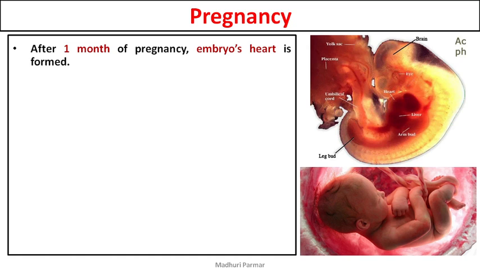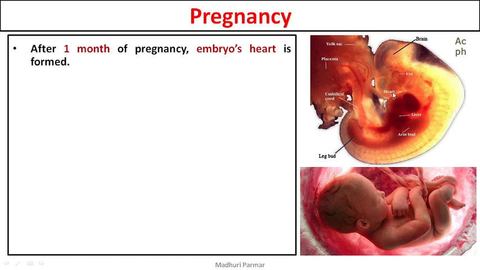So, discussing pregnancy, after around 1 month of pregnancy, the embryo's heart is formed. Here you can see how the embryo will look. This is the umbilical cord and the placenta, where the mother's blood vessels and the fetal blood vessels form a tissue, which is known as placenta.